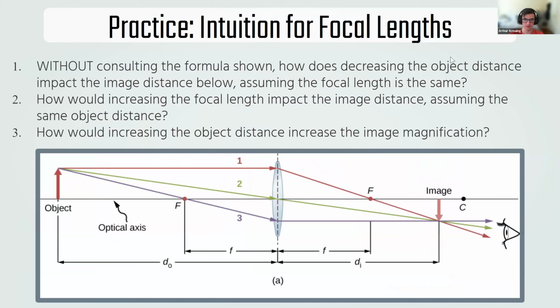All right, so let's take a look at a practice problem and think about this for a second. Without consulting the formula we just talked about, does increasing the object distance make the image distance bigger or smaller or the same, assuming that the focal length is the same?